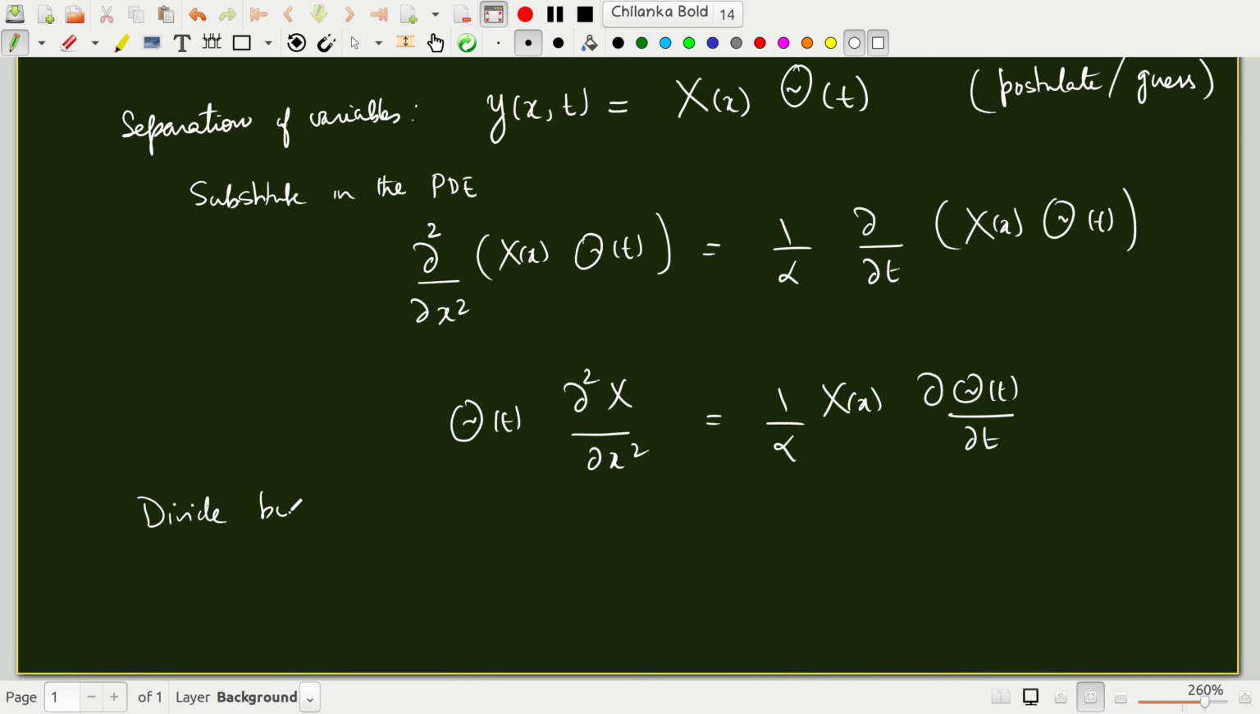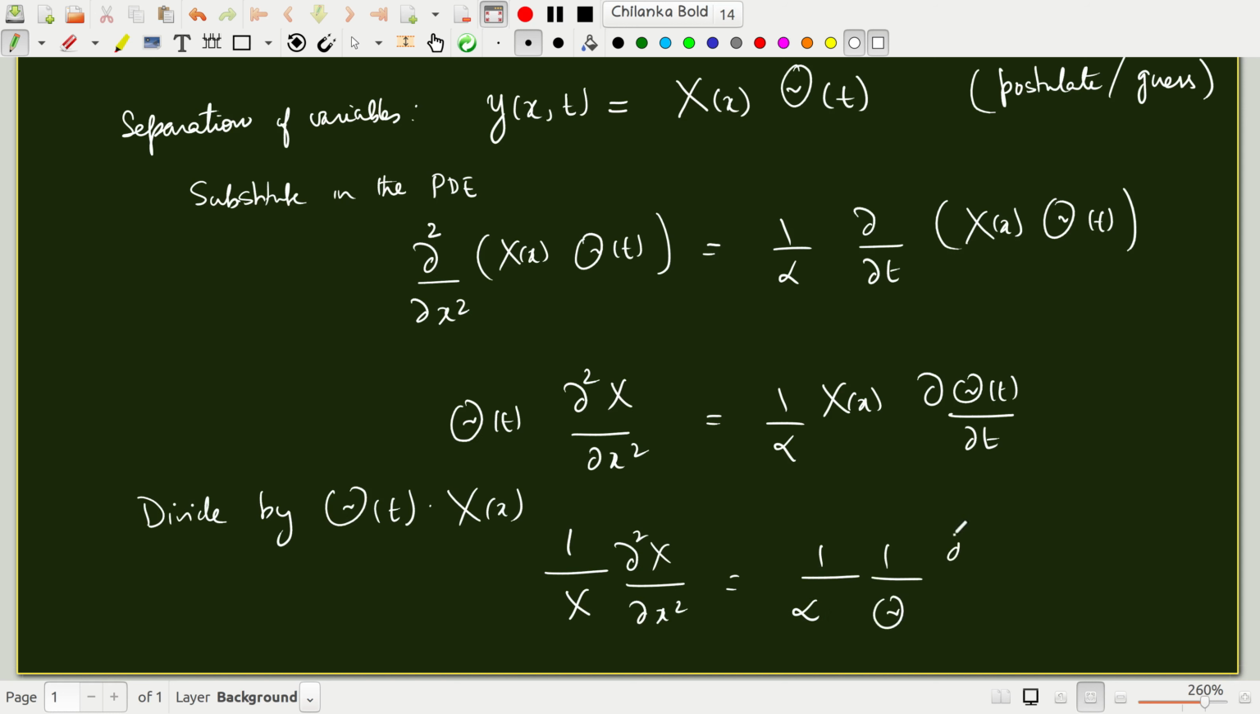Now I'm going to divide the entire equation by this product Theta of t times X of x, which will give 1 over X partial squared X by partial x squared is 1 over alpha, 1 over Theta partial Theta by partial t. Now if you look at this differential equation, the left side is a function only of x.